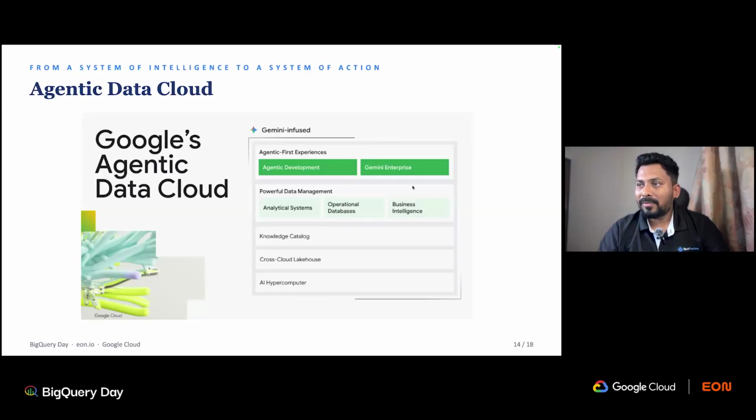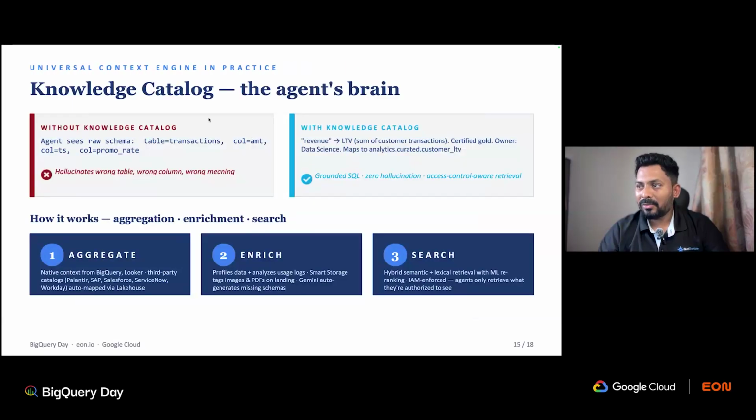And this is the agentic data cloud architecture, where you can do agentic development. You can use Gemini Enterprise, and you can connect BigQuery to your Gemini Enterprise. You can build an analytical system. You can have operational databases and business intelligence, all together using the knowledge catalog, cross cloud, and the AI hypercomputer, which will be used for your ML workload. This is just the architecture overview of the agentic data cloud, and it is not a single product. It is just a suite of products in the Google data ecosystem.